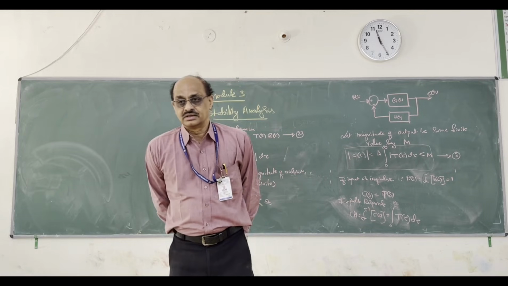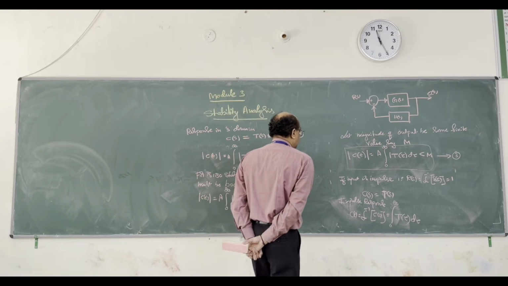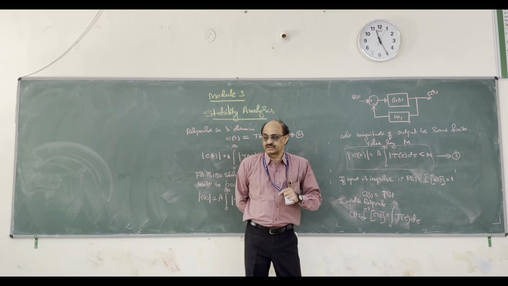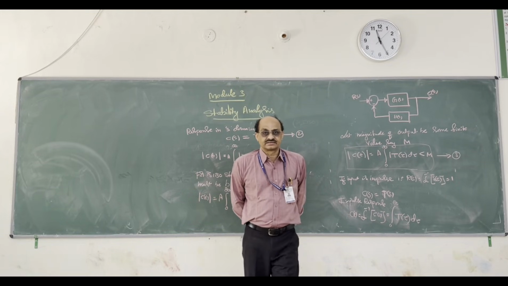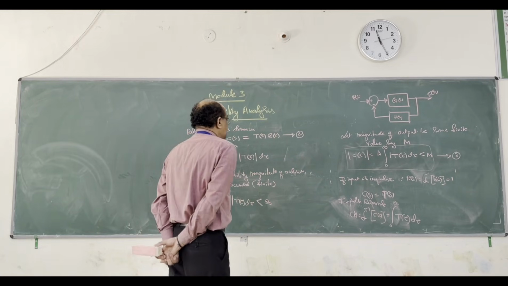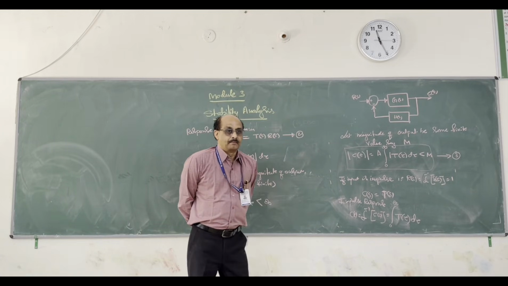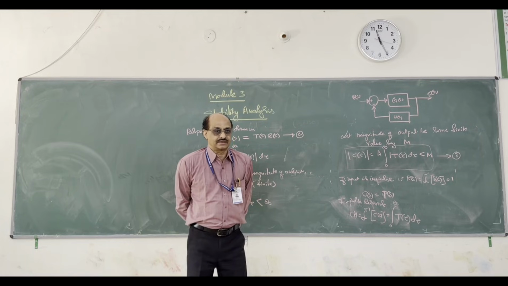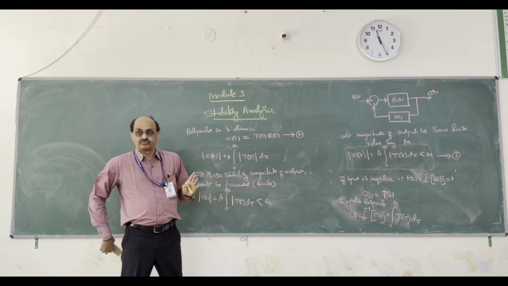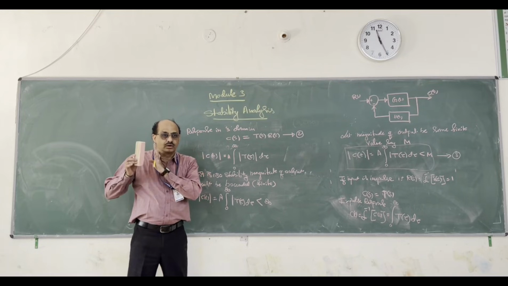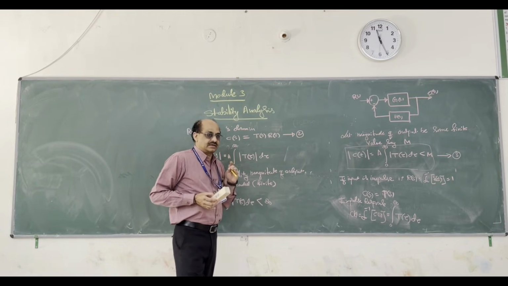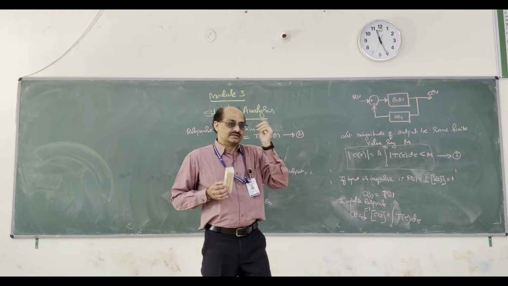If the impulse response of the system has a finite value, then the system is said to be BIBO stable. We simply conclude that for any bounded input, the output must be bounded, that means finite. Then only we can say that the system is stable.